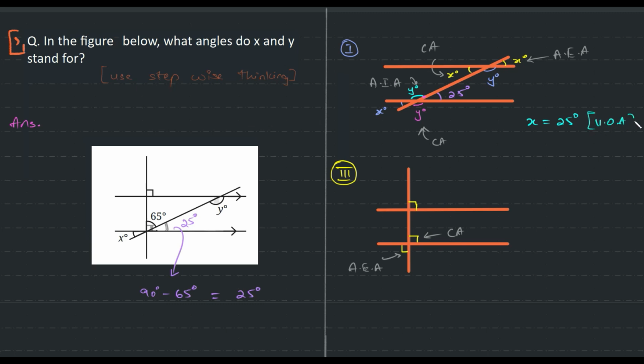Again, guys, it's not that we should only use alternative interior angle, corresponding angle, and all of that. I stuck to that so that you guys learn the concept. If not, even vertically opposite angle, if you can use it, not an issue. So this turns out to be 25 degree.